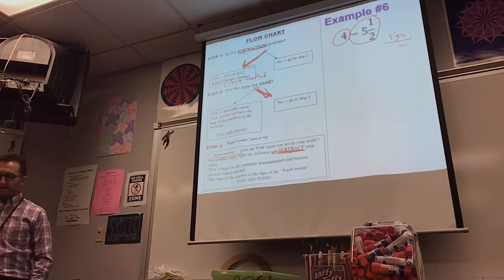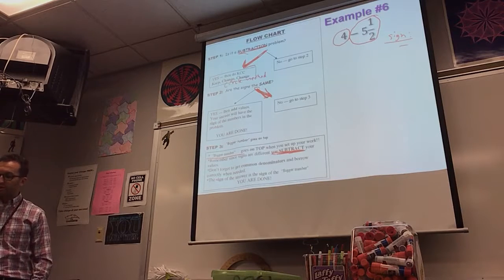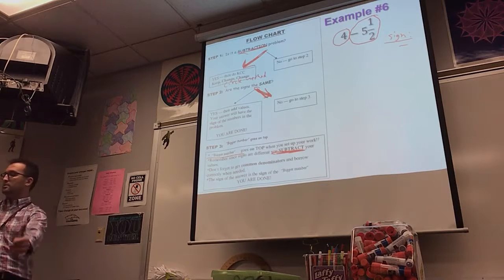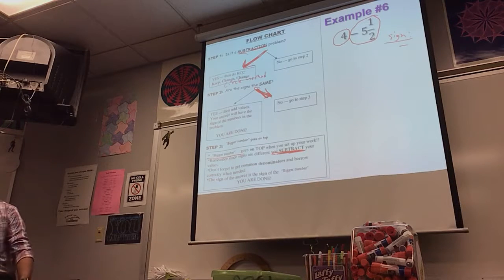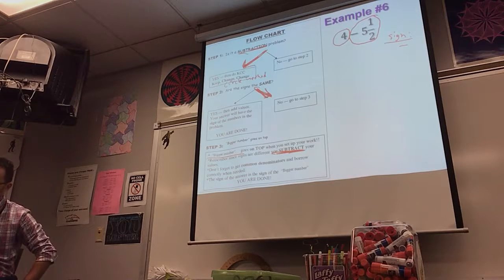Bigger number goes on top. Now some of you guys might be able to do this subtraction in your head. Okay? What's 5 minus 4? What's 5 1/2 minus 4? Okay. I was just getting a sense of the room. So maybe you can't do this one in your head. So let's write it out. Eventually you'll be able to do this one in your head.